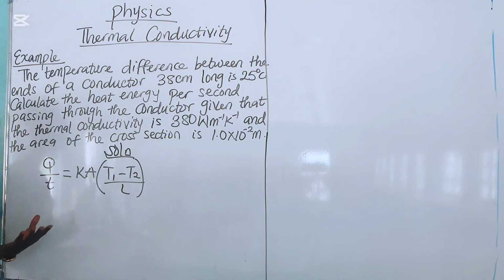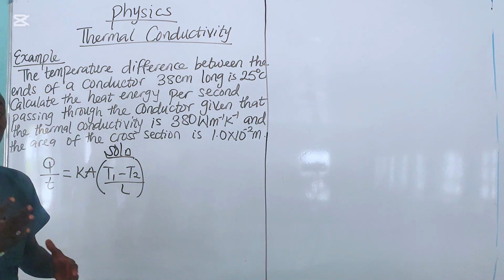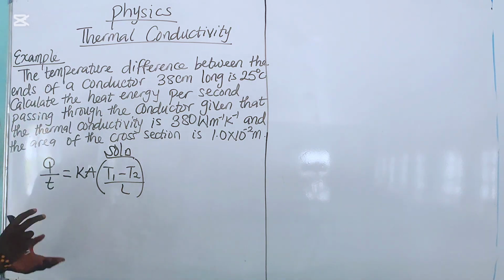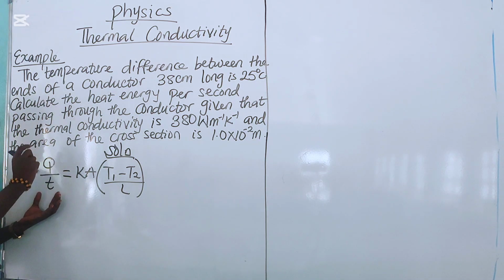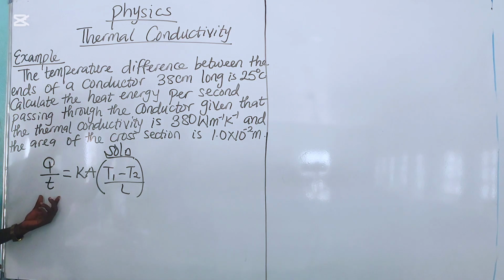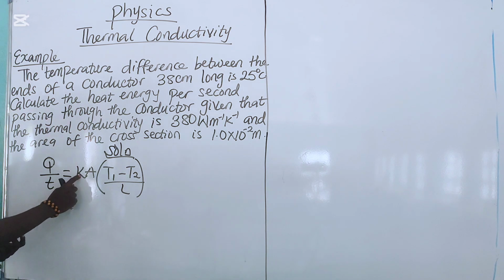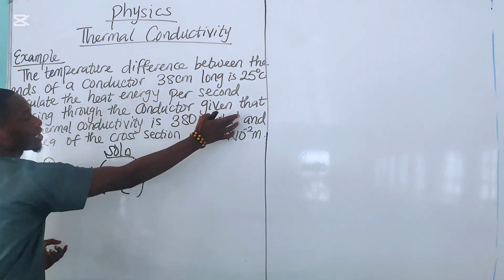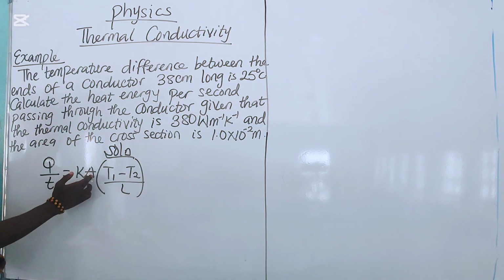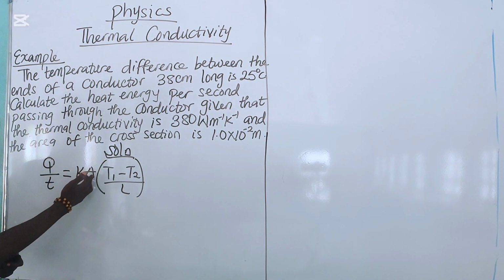So if the equation is given to us to find the rate of heat transferred, that means we are not just finding Q as a quantity, we're also not finding T as a quantity, but we are finding Q over T as a quantity. But if the question says find the quantity of heat, then we have to cross multiply and find Q as a quantity. So K here stands for the thermal conductivity, whose unit is watt per meter per Kelvin. And A here stands for the area, which we know is in meter square.